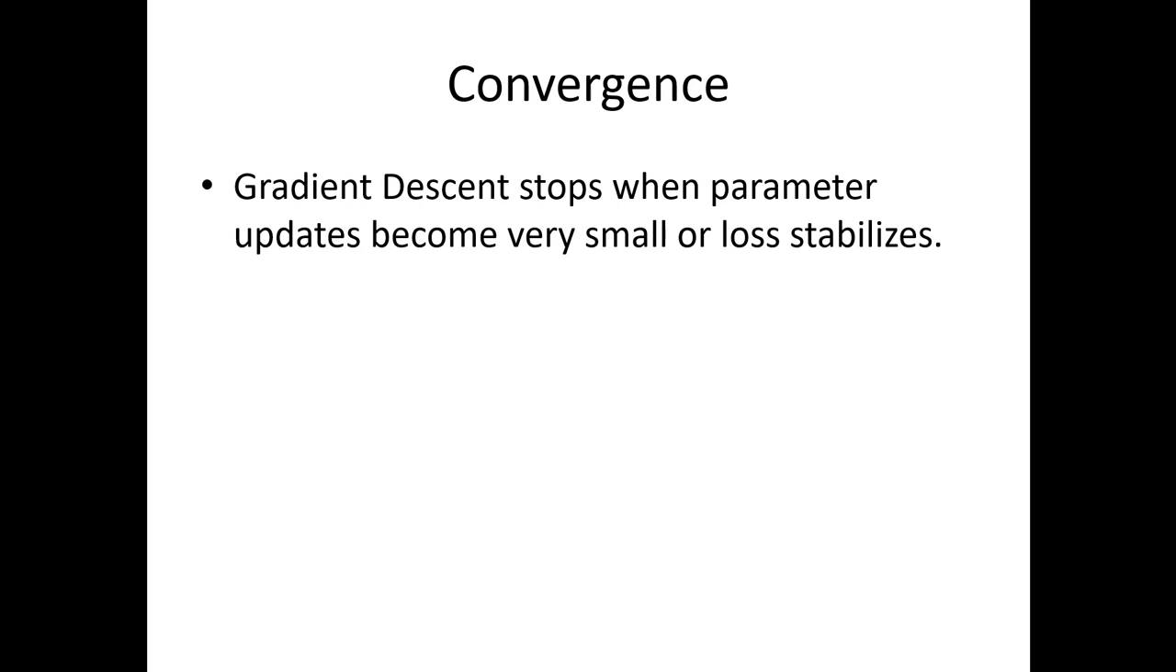Convergence. Convergence is the stage where gradient descent stops updating parameters because the loss value becomes stable. In other words, further updates don't make much improvement. At convergence, the algorithm has successfully learned the best value for m and c. This is the point where we say our model has learned the optimal parameters.